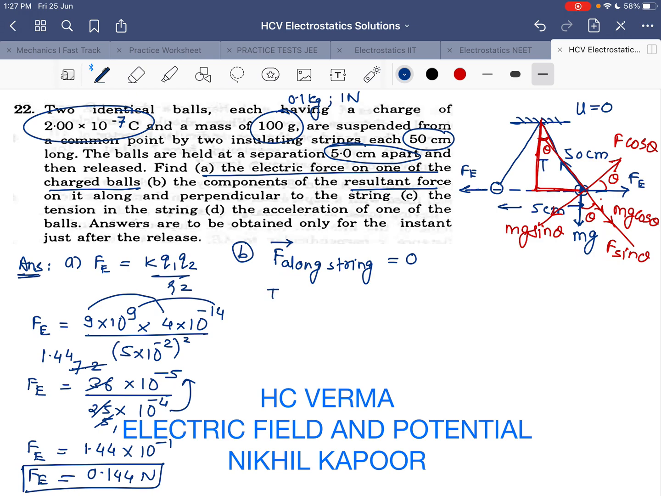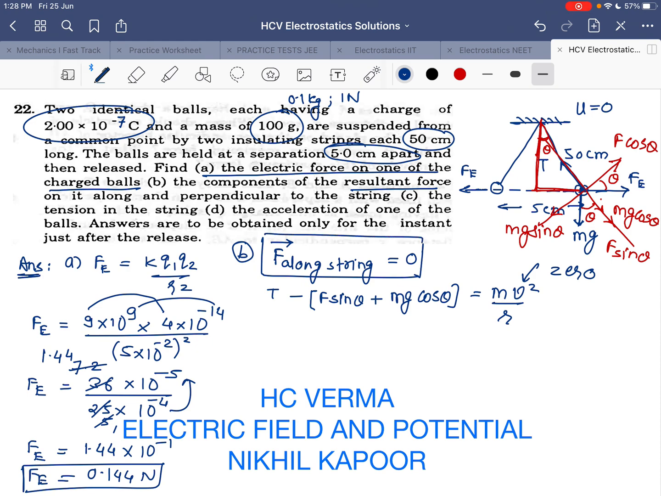Either you can also do it like this. See, T minus F sin theta plus mg cos theta. The difference must provide the necessary centripetal force for the motion, but as this particular thing is 0, therefore the net force along the string is 0.